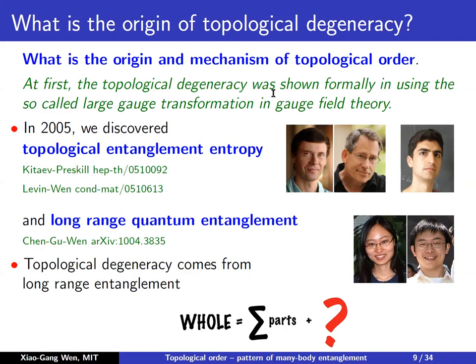Then we went through a long detour. We have a Hamiltonian system. We have a low energy effective field theory. This effective field theory turns out to be a gauge theory. And in the gauge theory, there's a so-called large gauge transformation, which locally looks like a gauge transformation, meaning indistinguishable, but globally is distinct. So at that time we understood the topological degeneracy using this trick of a large gauge transformation in gauge field theory. It's not physics, it's just a trick of formality. After 20 years, now we have a more physical way to understand the origin of topological degeneracy, really in terms of quantum entanglement. So this also reflects that the emergent gauge theory is the same thing as emergent entanglement.